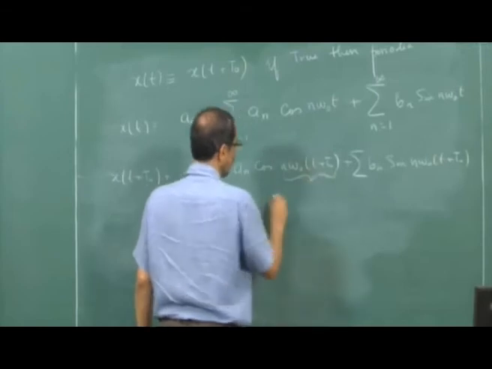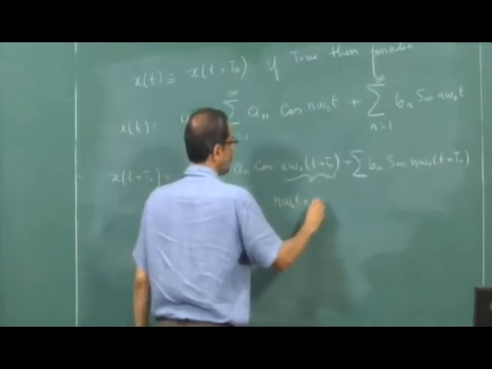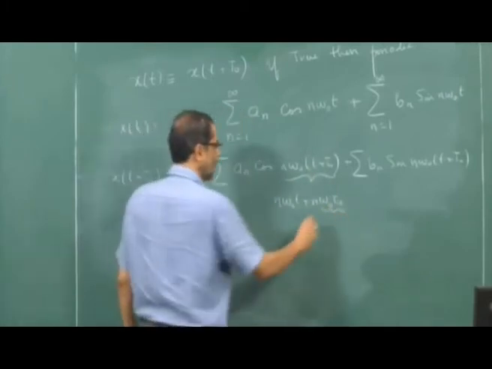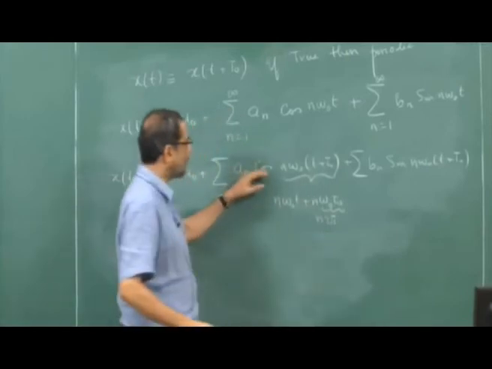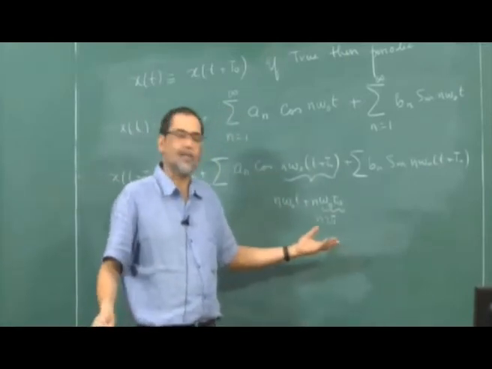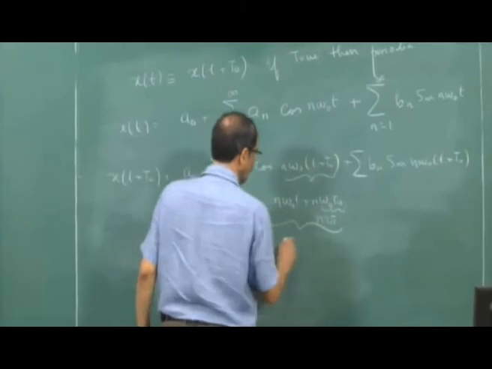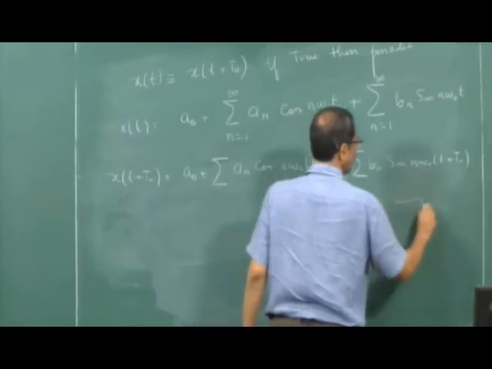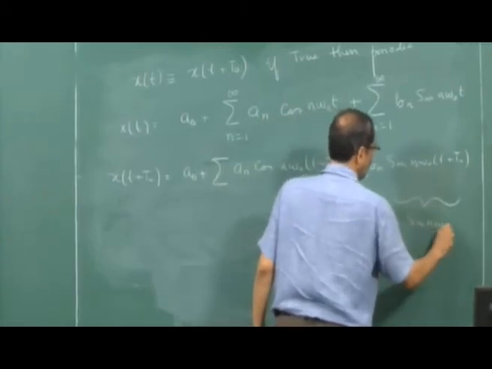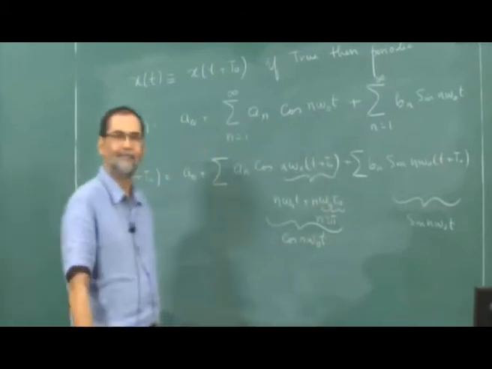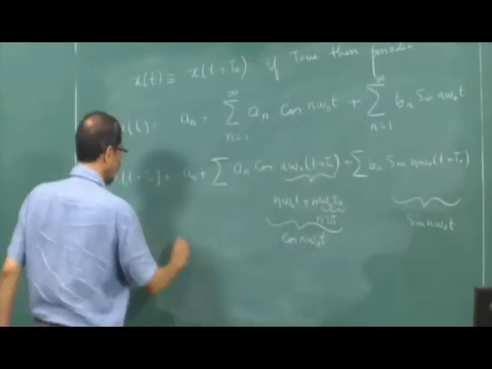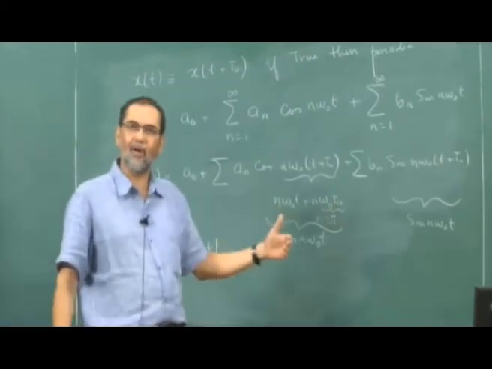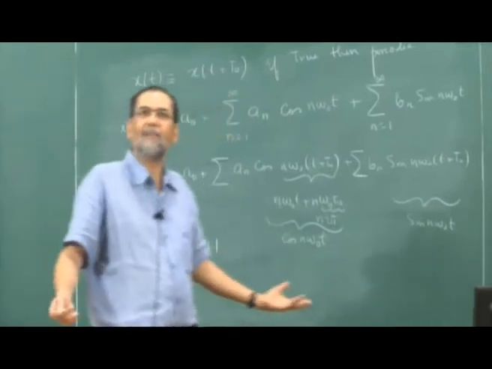If you expand this, you get n omega naught t plus n omega naught t naught, but omega naught t naught we know is 2 pi, so it is n into 2 pi. So cosine theta plus 2 pi n is cosine theta. So that means this whole thing is cosine n omega naught t. For the same reason, this will be sine n omega naught t. So this is equal to x of t. So x of a version delayed by t naught, a period, I get back x of t.